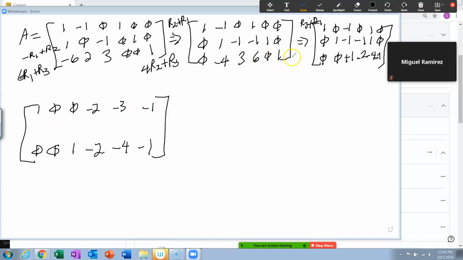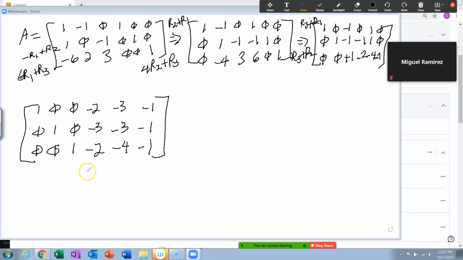Then we'll add row 3 plus row 2, and that will wipe that one out. So you get a 0, 1, 0, negative 3, negative 3, negative 1.